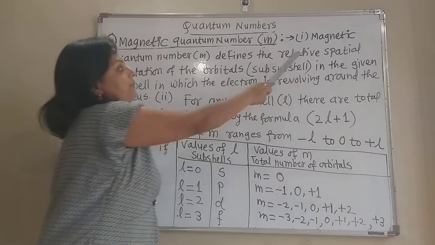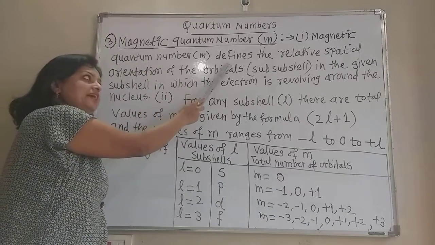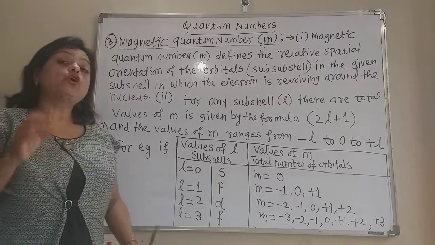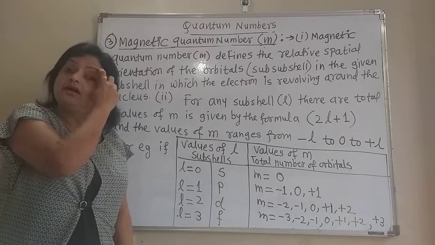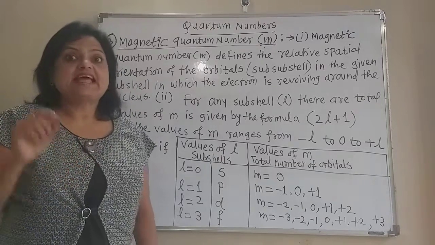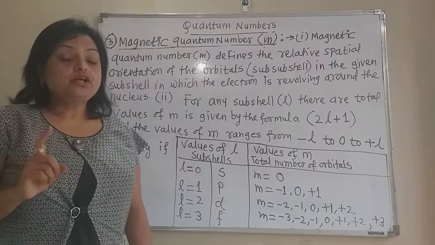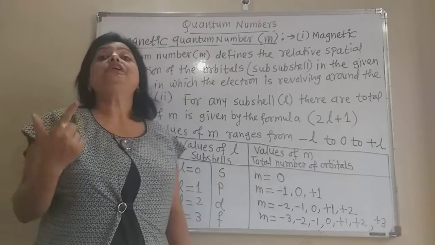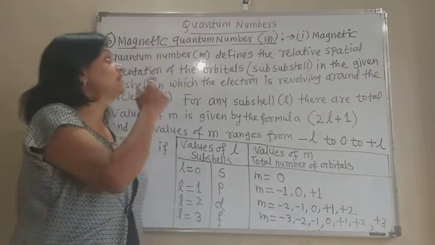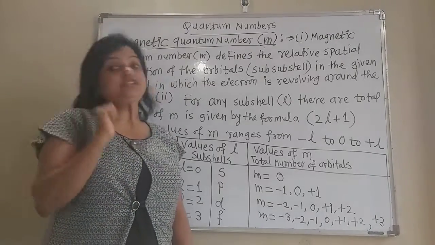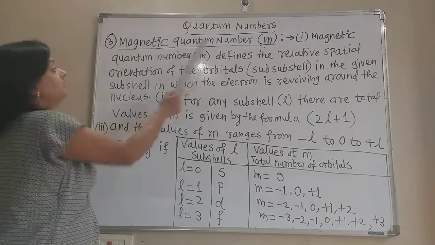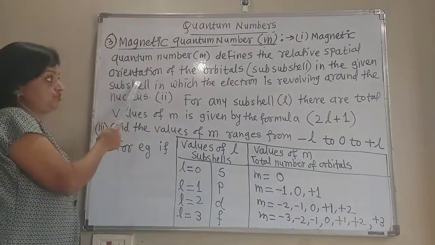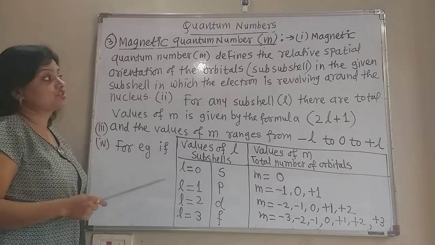Now see here, magnetic quantum number m defines the relative spatial orientation. The orbitals are oriented around the 3 axes x, y, z. In space, the spatial arrangement in which that orbital is oriented is given by this magnetic quantum number, and at the center of that orbital there is the nucleus. So this magnetic quantum number m defines the relative spatial orientation of the orbitals.